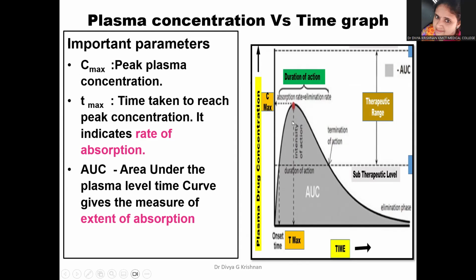So the rate of absorption is determined by the Cmax and the Tmax, and the area under the curve, the gray area, determines the extent of absorption. So this is what I was telling you earlier, that bioavailability is the rate and extent of absorption as determined by the concentration time curve in the blood.